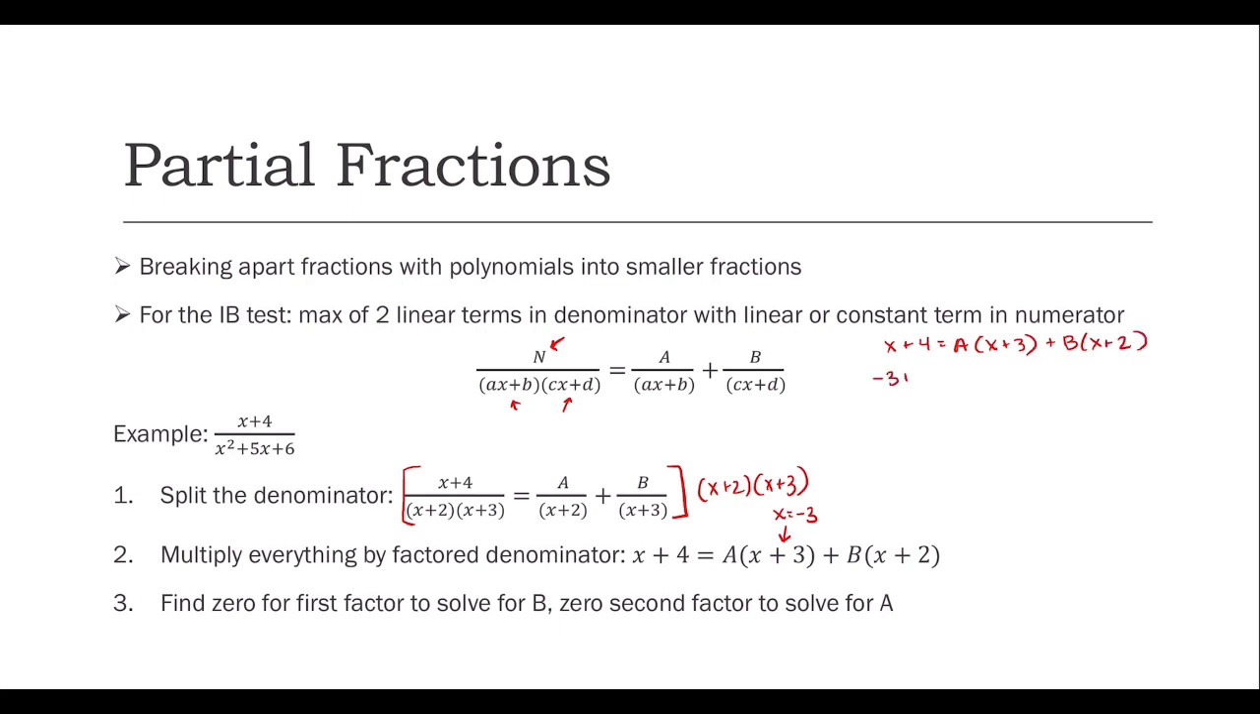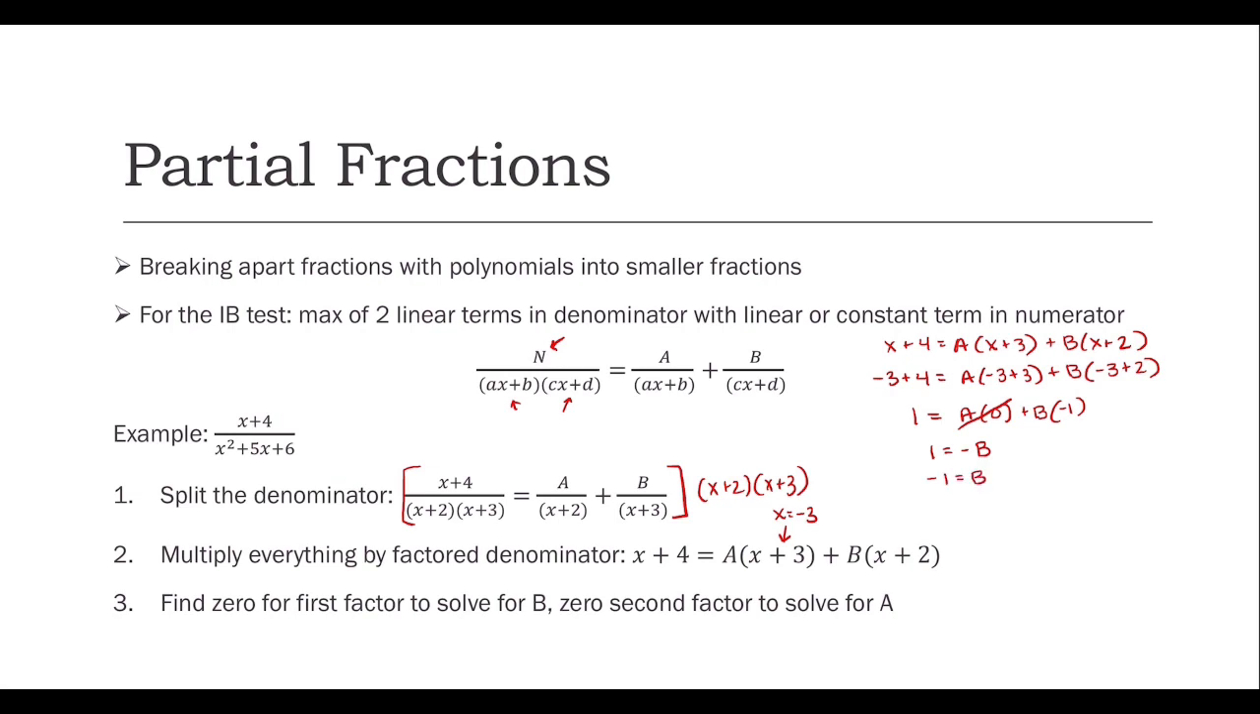So negative 3 plus 4 equals a times negative 3 plus 3 plus b times negative 3 plus 2. Then we get 1 equals a times 0 plus b times negative 1. A times 0 is 0, so that will go away. So 1 equals negative b, so negative 1 equals b.